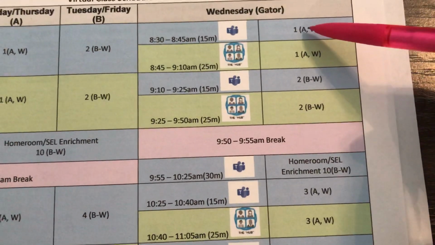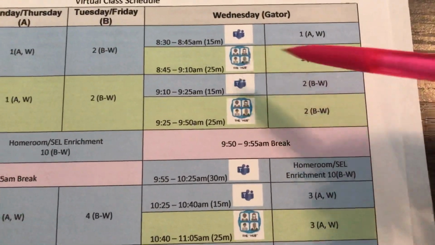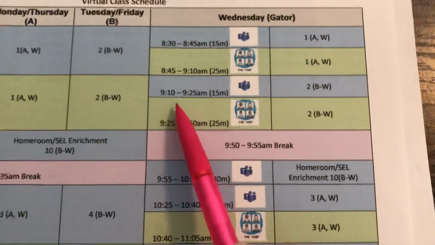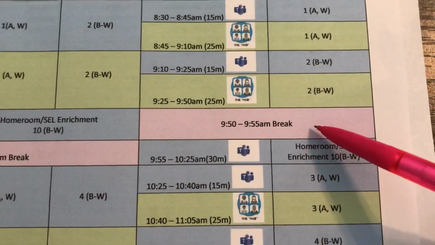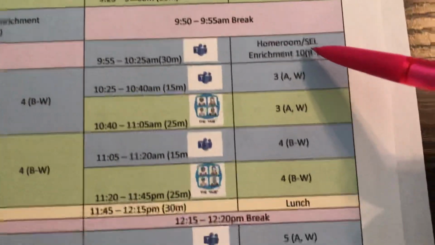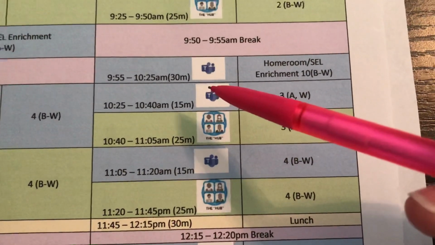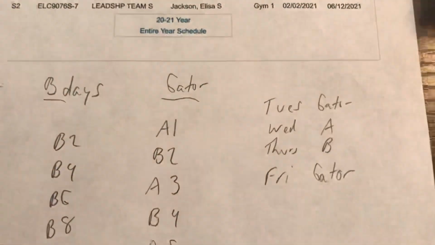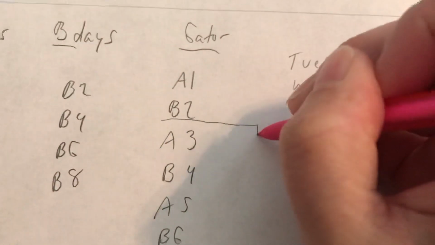At the end of that class period, you're going to go to B2, because we're following all of our classes, and that's from 9:10 to 9:50. Then there's a break. Now is when we're going to go to that enrichment class, from 9:55 to 10:25. So the enrichment class is after B2. If we look over here for our Gator Day, right in here, we have to make a little space. This is going to be that enrichment class.